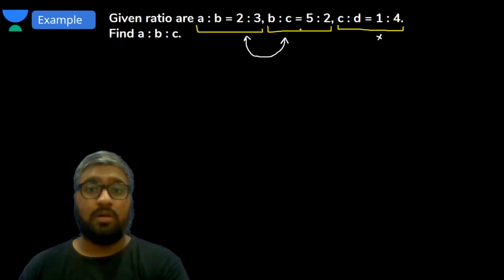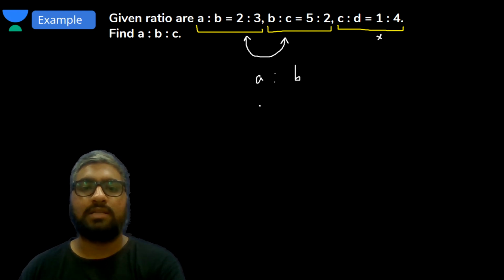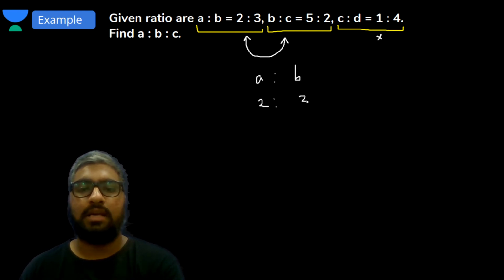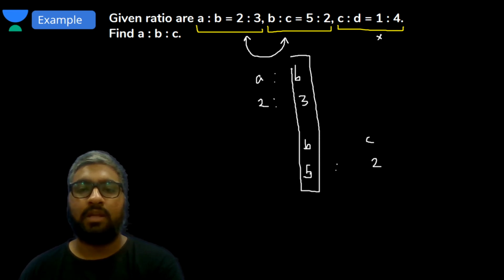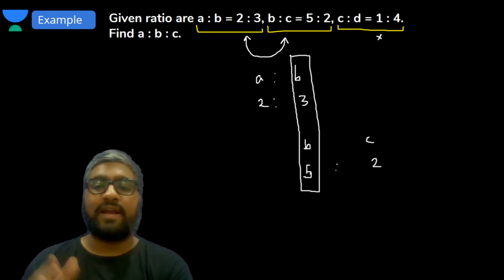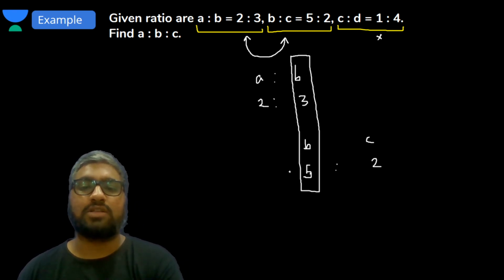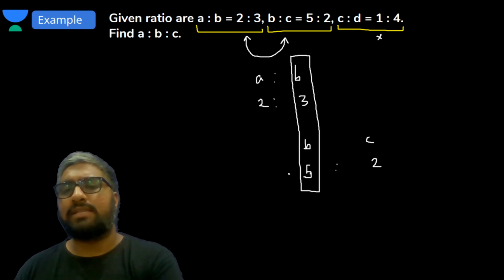Now, what do we know? We have to make sure that the common term is the same. A to B is 2 to 3, and B to C is 5:2. We have to make sure that the common term, B, is equal. How would you do that? The fastest way to think here is to find the LCM. If there are two terms, and they are not factors or multiples of each other, then find the LCM. Even if they are, going by LCM is the fastest way to deal with them.